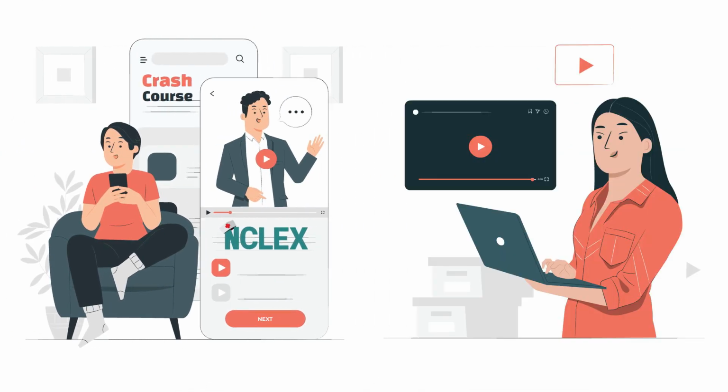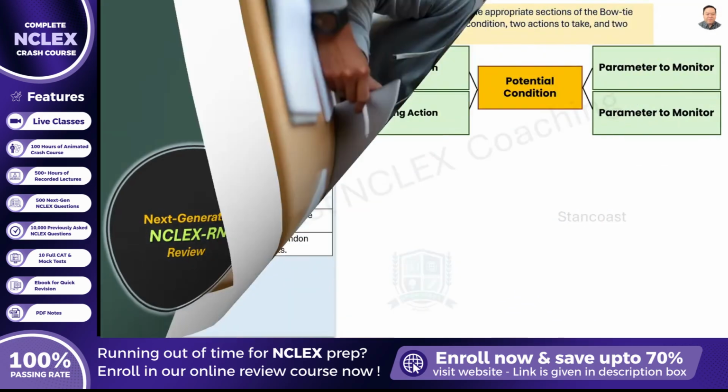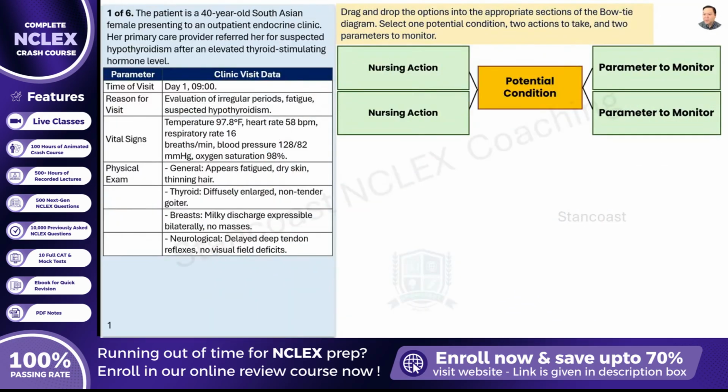All right, now let's dive into the topic. Here's our first section of our case scenario. It's about a patient who is a 40-year-old South Asian female presenting to an outpatient endocrine clinic. Her primary care provider referred her for suspected hypothyroidism after an elevated thyroid stimulating hormone level. Let's look into the clinic visit data.